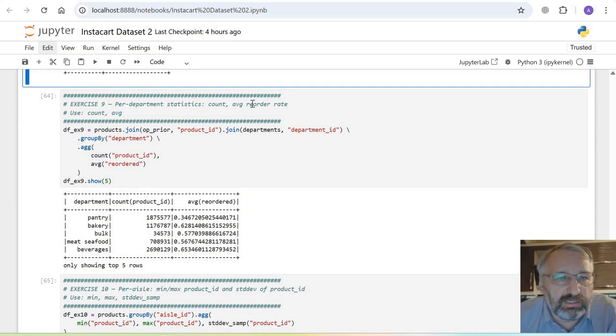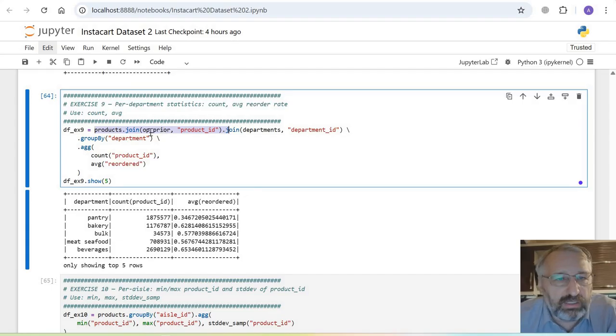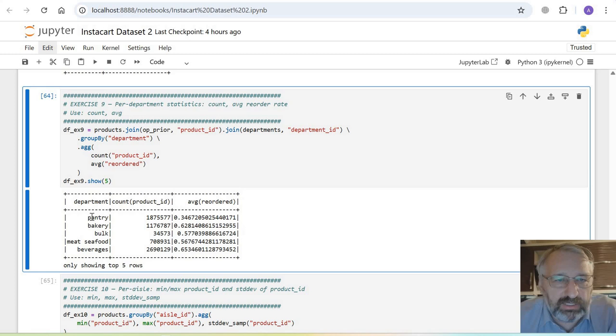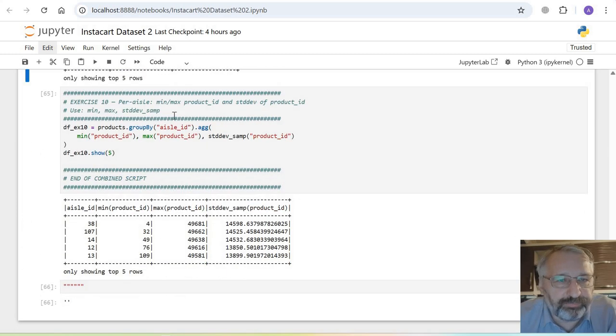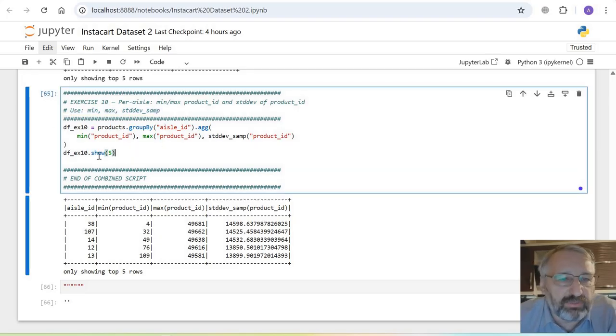Okay, per department statistic, count, average order rate, count and average. Okay, simple. We do join with products on order prior, on departments, group by department, count of products, and average. I didn't even add aliases. Okay, per aisle min, max product ID, and StdDev of product ID, use min, max, StdDev. Not a very sensible exercise. Min, max product ID, StdDev sample.